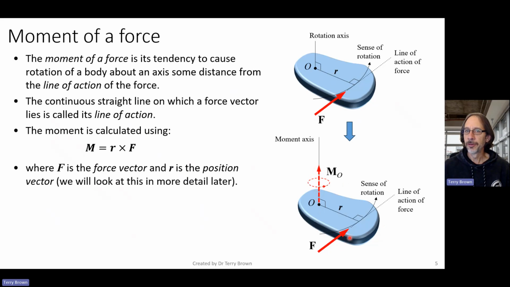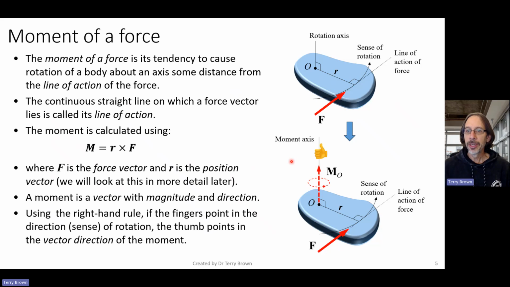So F is the force vector, and this thing here, r, is called the position vector, which we'll look at in more detail later. So the moment is a vector with magnitude and direction. This darker or thicker dotted line here with an arrow shows the vector for the moment. And if we use the right-hand rule, so hopefully you've seen the right-hand rule before, if fingers curl in the direction of the rotation, then your thumb on your right hand will point in the direction of the vector. So that's just what I've shown here in this little picture.